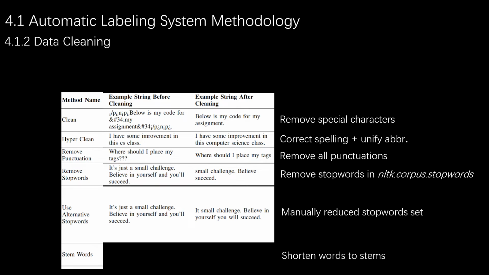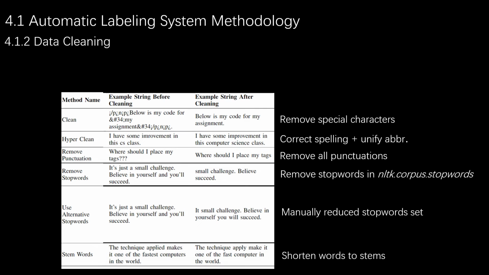The last one is stem words, which shortens the words to their stem forms. For example, in this example, all verb tenses are removed. Also, all the comparisons of the adjectives are removed, and the nouns are unified to their singular forms.